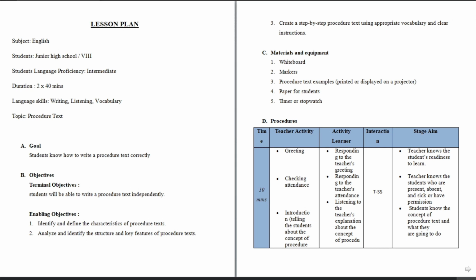Procedures. The first teacher activity is greeting. The teacher knows the students are ready to learn. And checking attendance: the teacher knows which students are present, absent, and sick or have permission. And introduction: telling the students about the concept of procedure text and what they are going to do.